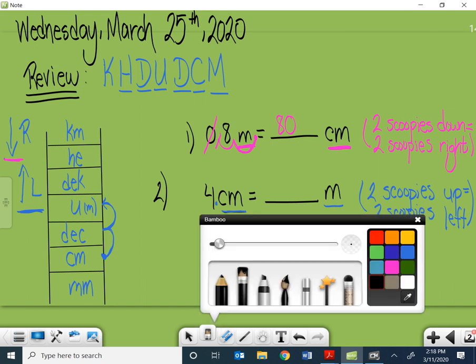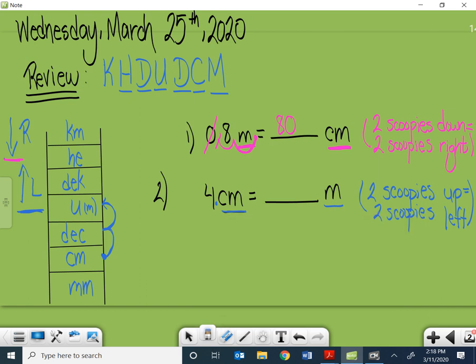Okay, let me go back to my blue. So I'm going 2 scoopies to the left. I'm starting over here. I scoop 1 number, that's 1, and I scoop another number, and that becomes my new decimal. And what do I know? That if I have any empty scoopies, which I do, right now this is empty, I need to fill it in with, what do I need to fill it in with? A 0. So let me write in what I have, right?